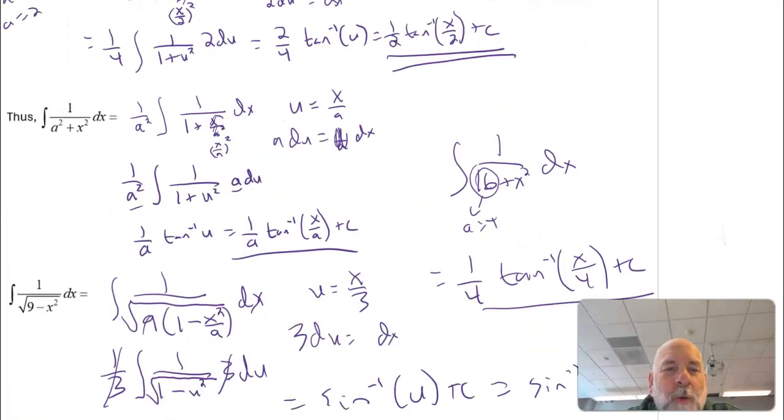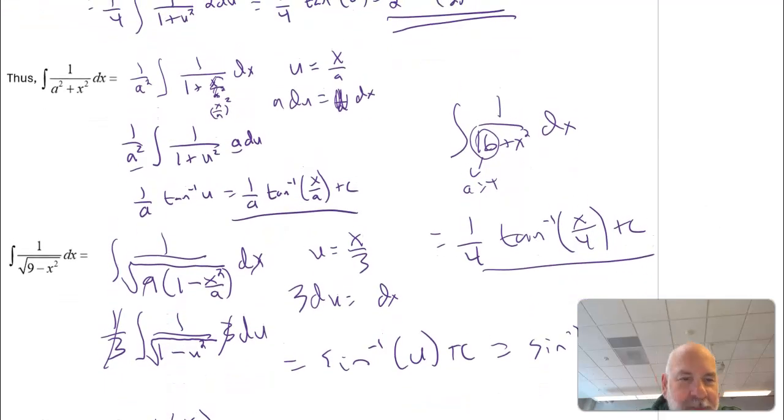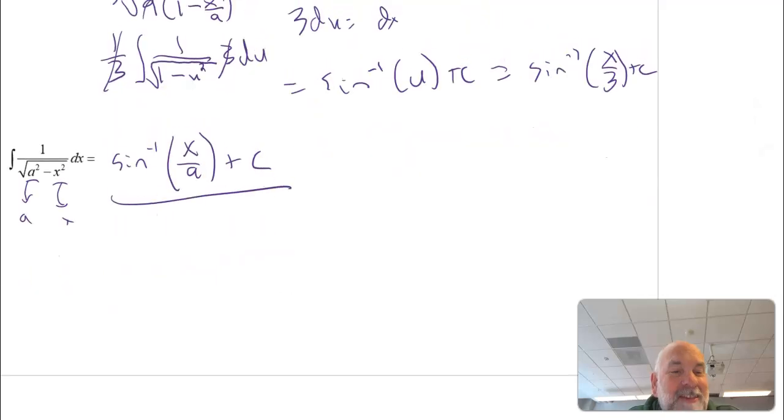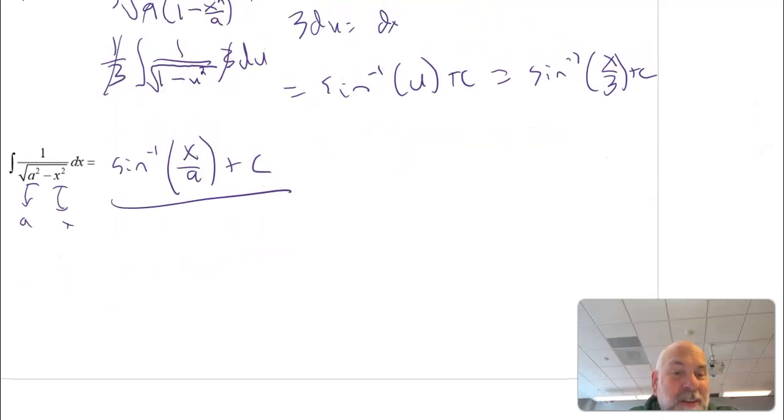And there's no coefficient in front like there is with tangent inverse. With tangent inverse, we end up with that 1 over a. And so it's 1 over a, tangent inverse of x over a. In the sine inverse one, it's just sine inverse of x over a.